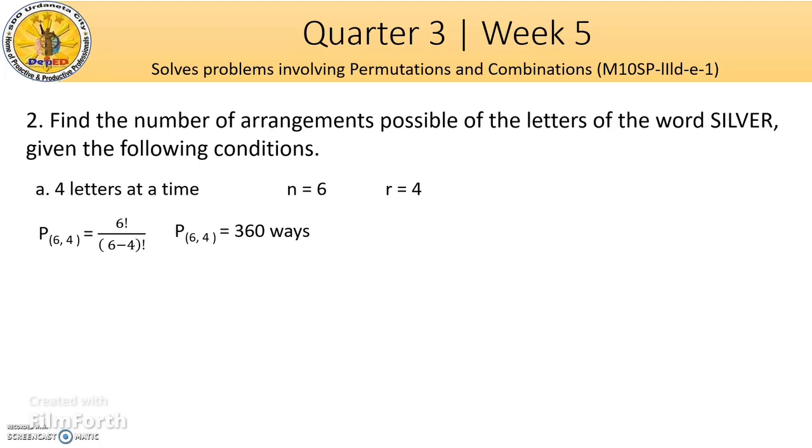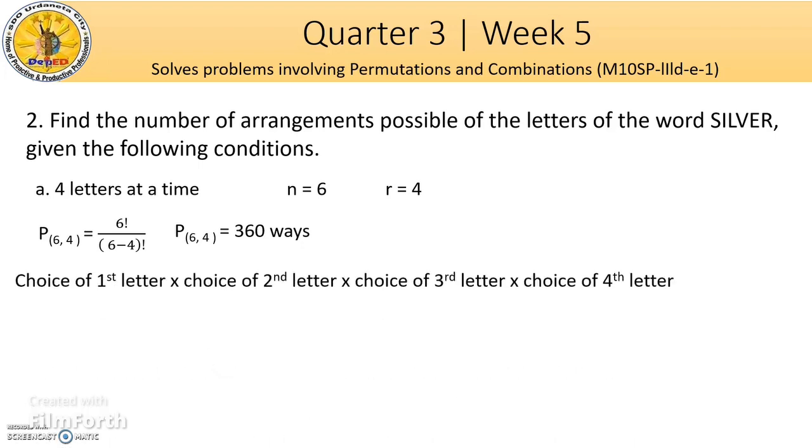Another way of solving this one is the choice of the first letter multiplied by the choice of the second letter multiplied by the third multiplied by the fourth letter. Okay? So how many can you choose from for the first letter? You have 6. How many can you choose from for the second letter? 5. For the third letter? 4. For the fourth letter, you have 3. Then you just multiply them. You have the same total, 360 ways.